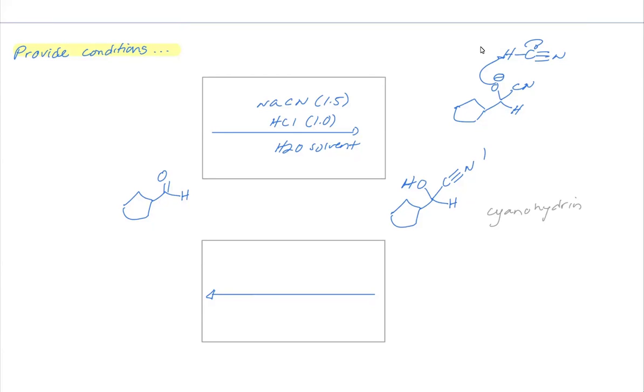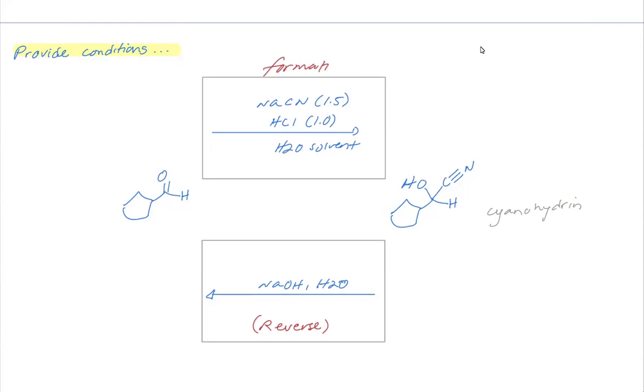And if we were at the cyanohydrin itself, and we wanted to reverse that equilibrium, the reagents required here would be NaOH and H2O. We would use our aqueous base to reverse the cyanohydrin formation. And then here we have our reagents for the formation of the cyanohydrin.